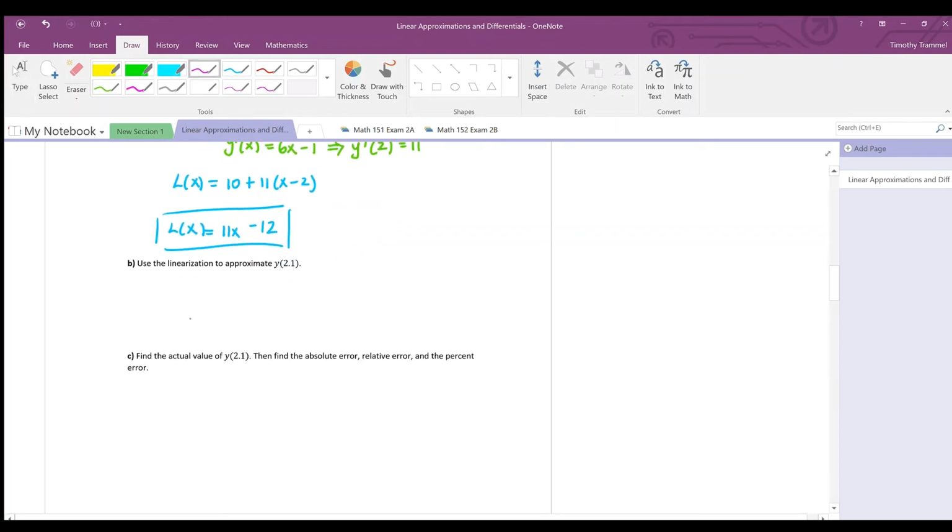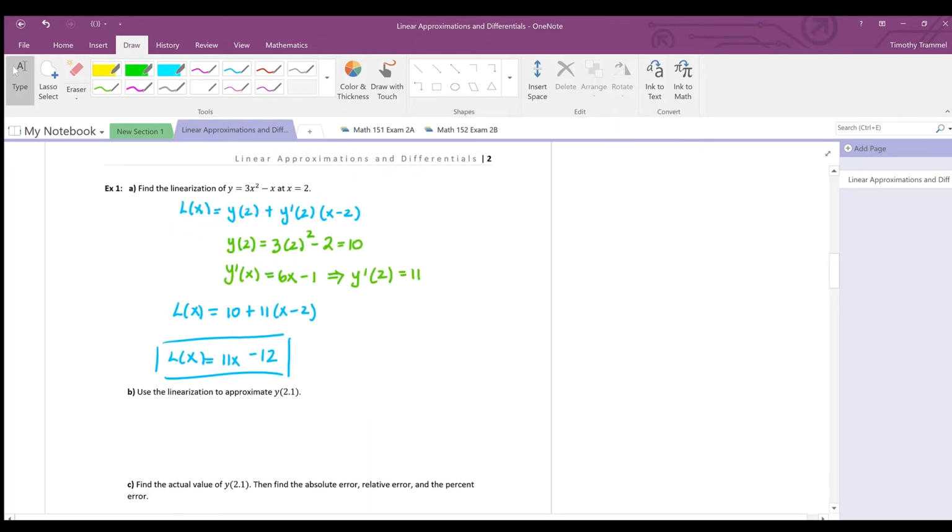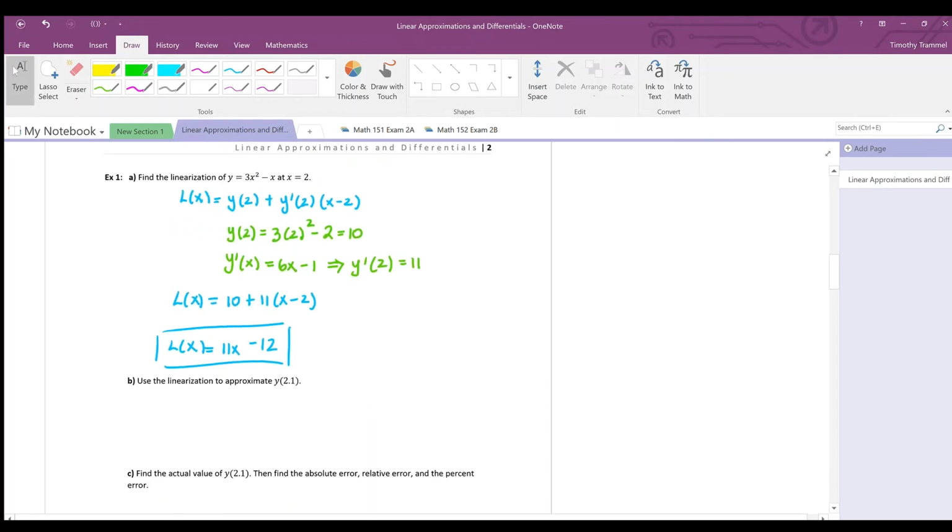And then part B, use the linearization to approximate y of 2.1. Now, here the linearization wasn't extremely helpful to use because y equals 3x squared minus x is already really easy to work with, and it's easy to plug 2.1 into. But this isn't going to be the case when we're working with some other functions, and we'll see an example here shortly.